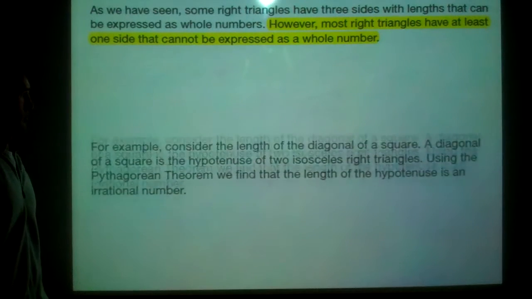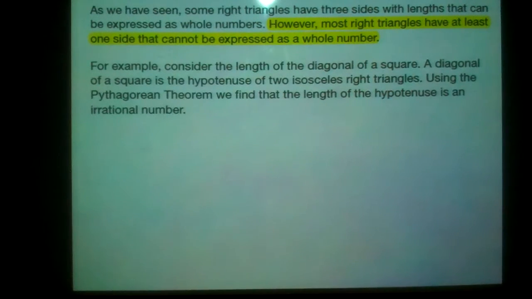And another couple things highlighted here. So we've had some right triangles that have had 3 sides with lengths that can be expressed as whole numbers, except for one problem that we're going to run into is that most of the triangles that we deal with in this world or in the class, one side won't be a whole number. We're actually going to get some of our irrational numbers.